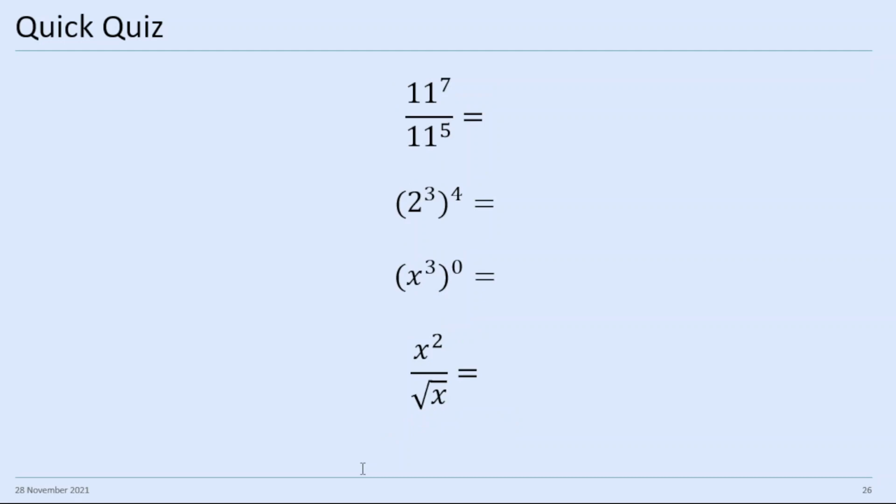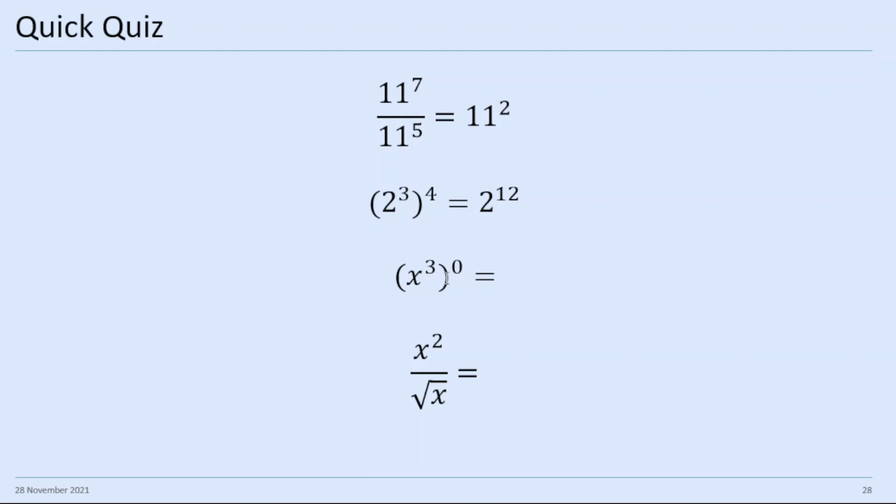Okay, let's do more quizzing. 11 to the 7 over 11 to the 5. Now, you don't have to work out 11 to the 7 to do this. You just have to say it's 11 to the 7 minus 5, 11 to the 2. 11 squared happens to be 121. 2 cubed to the power 4 is 2 to the 12. Now, I haven't worked out this in advance of the video. This is probably really naughty, but what is 2 to the 12? We can probably work it out. So it's 2, 4, 8, 16, 32, 64, 128, 256, 512, 1,024, 2,048, 4,096. It's 4,096. There we go.